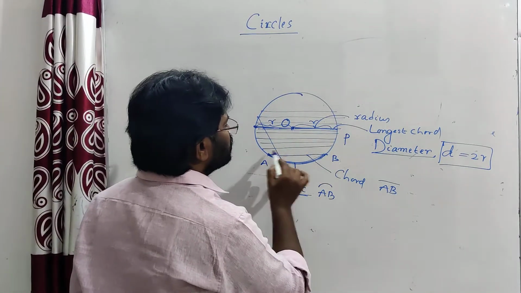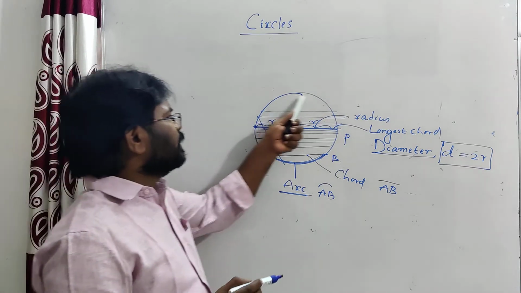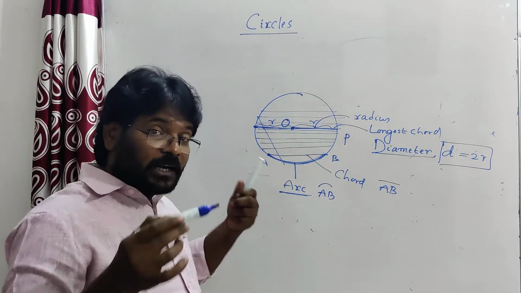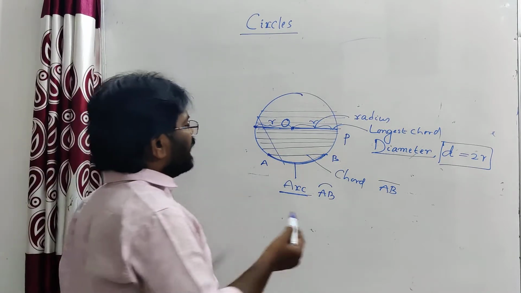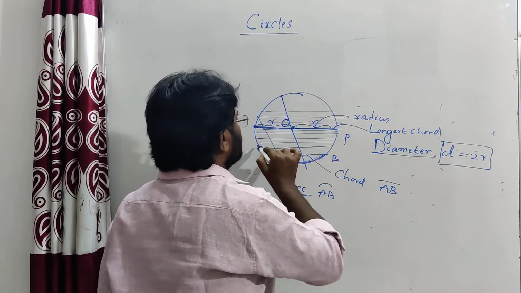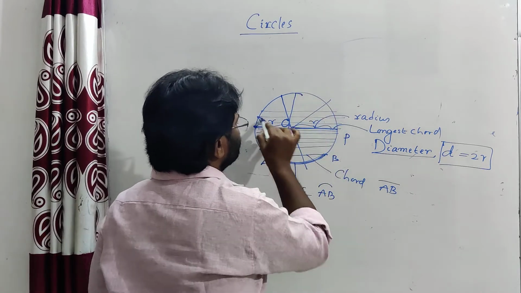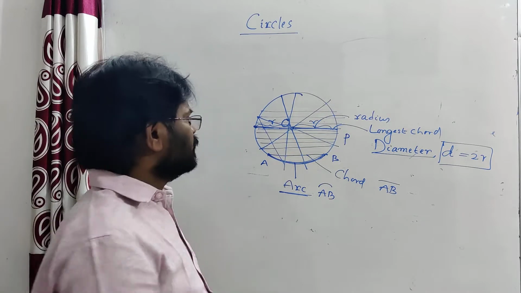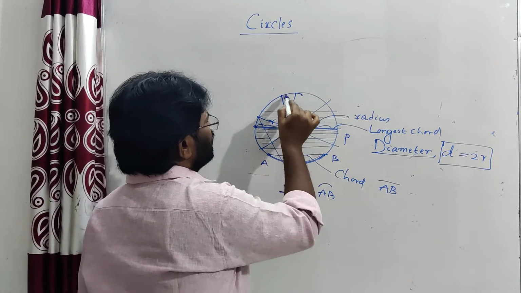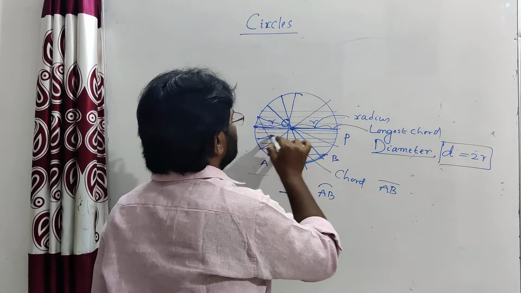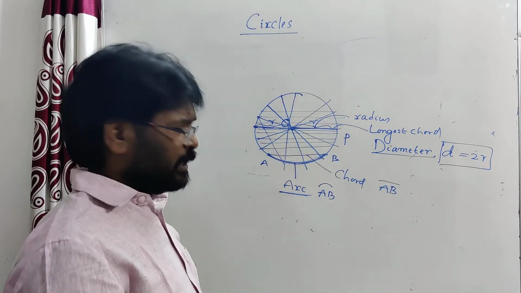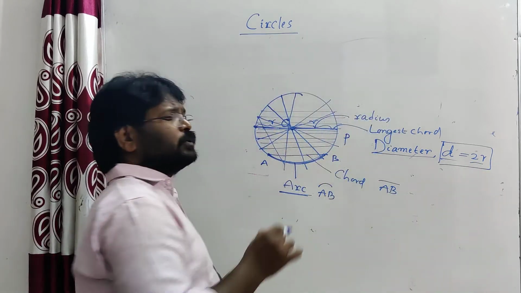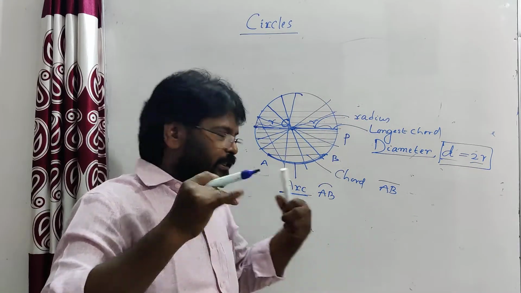So how many chords can we draw in a circle? Infinitely many points are there on the circumference. We can join them. Infinitely many chords we can draw, as well as infinitely many diameters. Already we know that infinitely many lines pass through a fixed point. So through O we can draw infinitely many lines. A circle has infinitely many diameters. The diameter is double the radius, it passes through the center, and it is the longest.